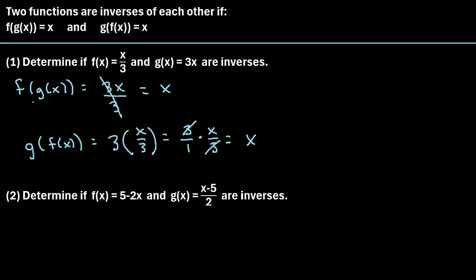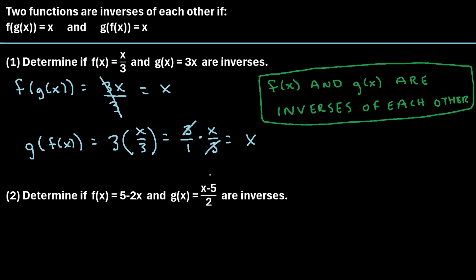So for this one, we can see that when we wrote out f of g of x, we got x, and when we wrote out g of f of x, we also got x. So that means that these two functions are inverses of each other. All right, let's check out this next example.